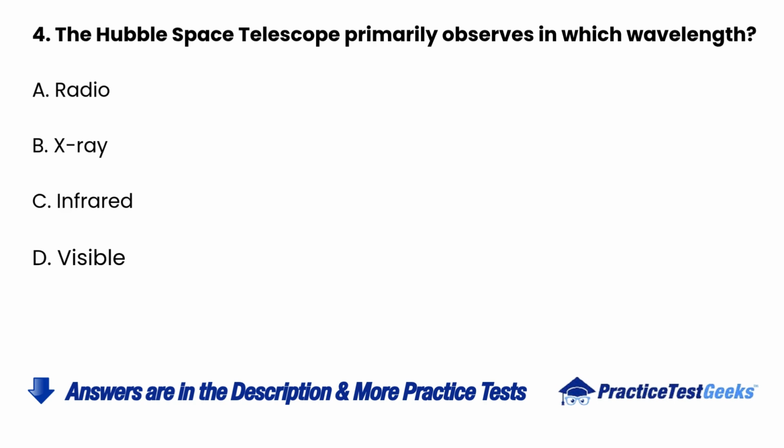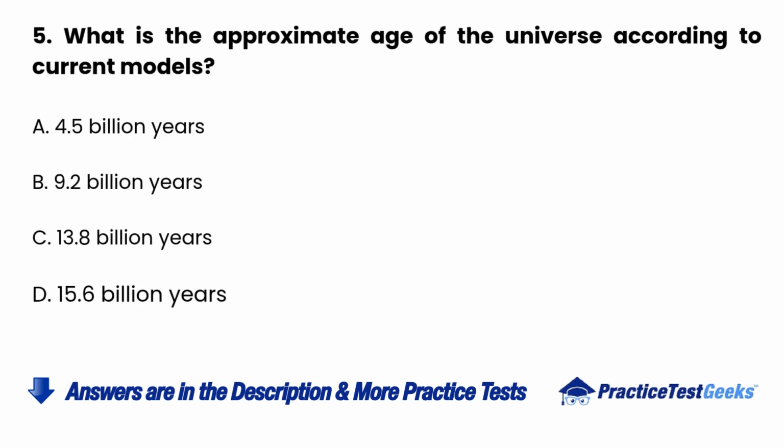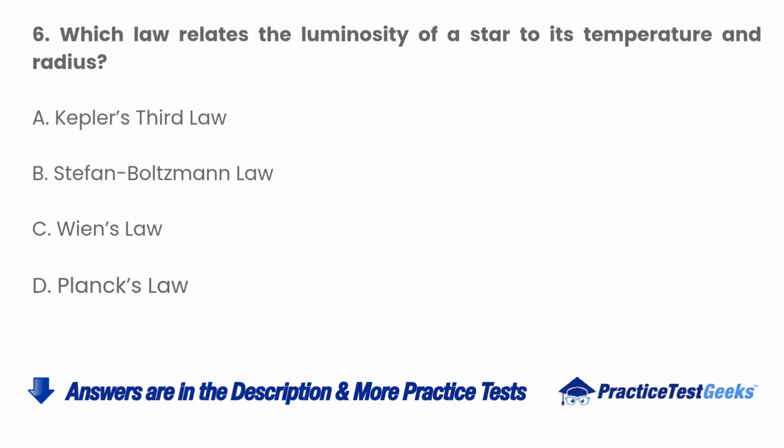A. Radio. B. X-ray. C. Infrared. D. Visible. 5. What is the approximate age of the universe according to current models? A. 4.5 billion years. B. 9.2 billion years. C. 13.8 billion years. D. 15.6 billion years. 6.